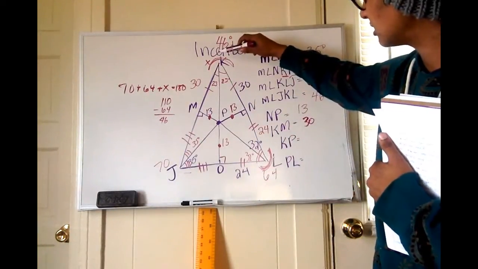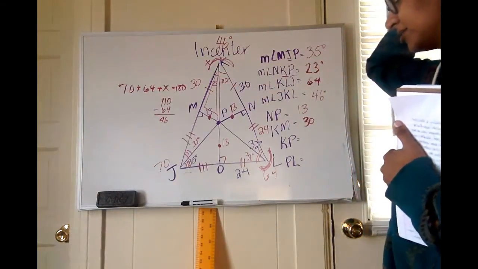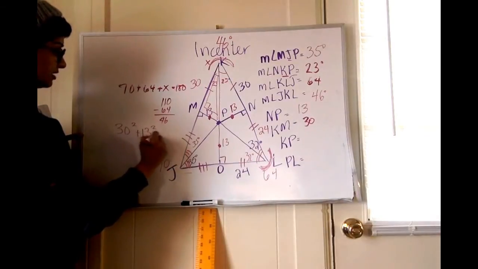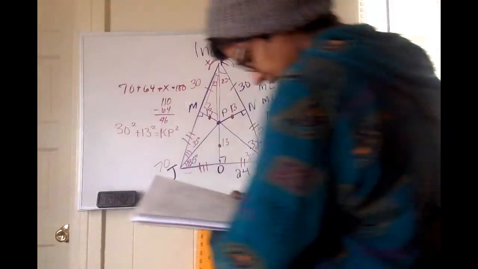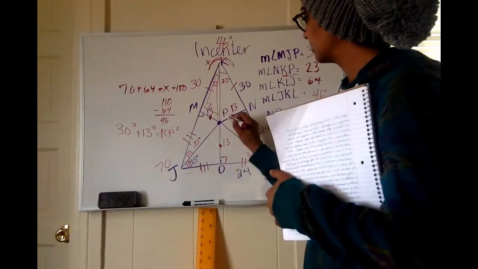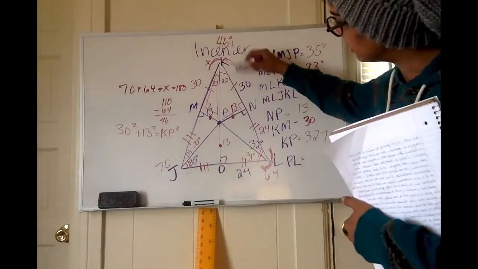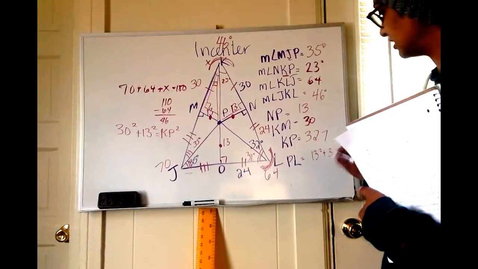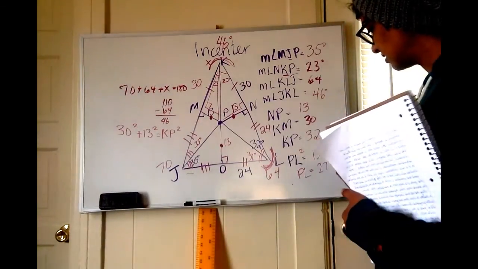KP, where's KP? Do we have that one yet? No, we don't have this one, but we do have a right triangle with two of the sides. So, okay. So that would give me 30 squared plus 13 squared equals KP squared. And if I did the math on that one, I get 32.7. And I want to find PL now, right here. And that also gives me two sides, right here, 13 and 30, of a right triangle. If I do the math, PL will be 13 squared plus 30 squared is PL squared. So PL is going to be 27.3.